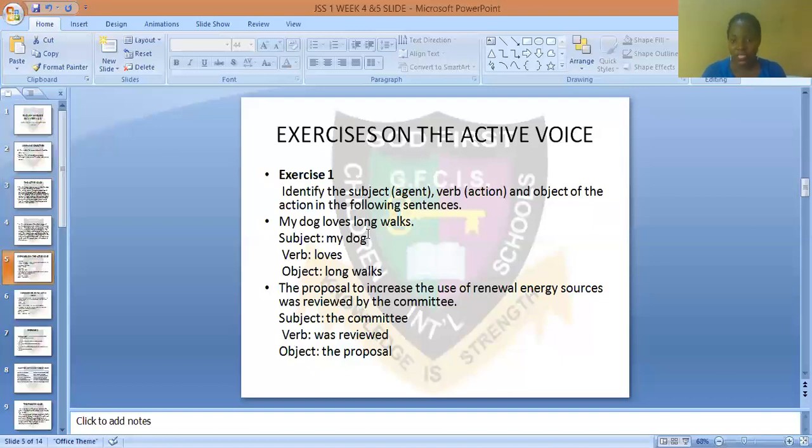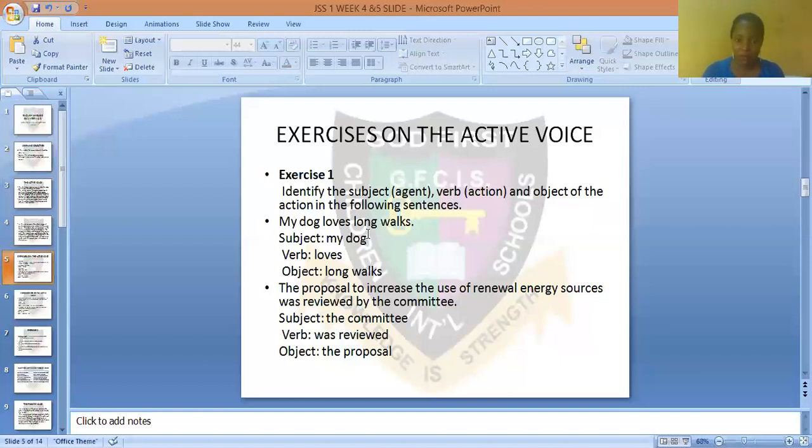So the exercise is to identify the subject, the verb, and the object of the action in the following sentence. In this first sentence, my dog loves long walks, the subject is my dog, the verb is loves, and the object is long walks.